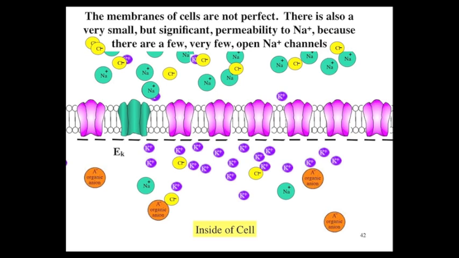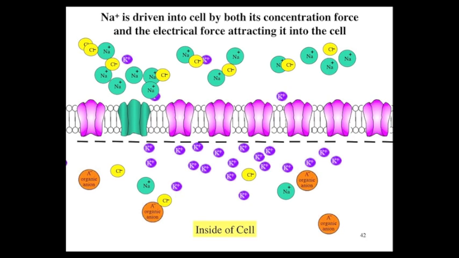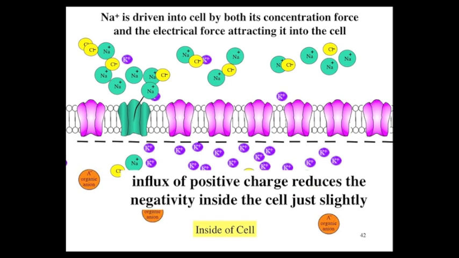So now the membrane has a small permeability to sodium because there are only a few channels, and a large permeability to potassium. But because it has a small permeability to sodium, sodium is going to be driven into the cell by both its concentration force, because it's more concentrated on the outside than the inside, and by the electrical force attracting it into the cell. The electrical force, of course, is the negativity in the cell, which attracts the positive sodium ions. Watch. Whenever you get an influx of positive charge, it reduces the negativity inside the cell just slightly.